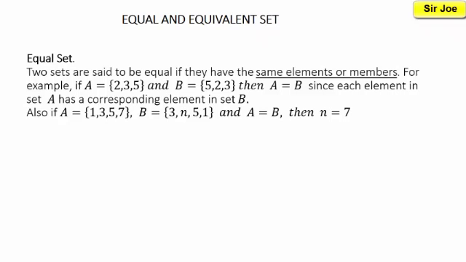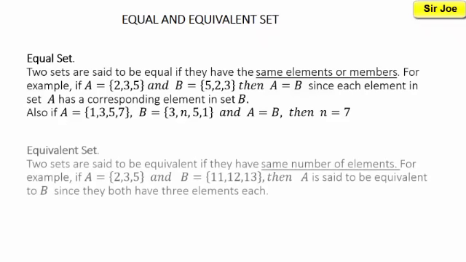Also, you can check from example 2 that if A equals {1, 3, 5, 7} and B equals {3, n, 5, 1}, then if you are asked to find n, you will know n. Since it's an equal set, you see that there is 1 in A, 1 in B, 3 in A, 3 in B, 5 in A, 5 in B, and there is 7 in A, but there is no 7 in B, and you are asked to find n. So automatically you must know that n equals 7 since they are equal sets.